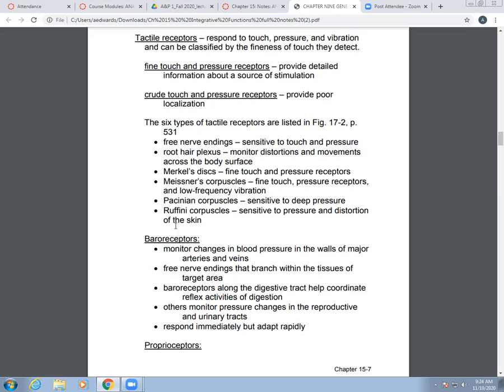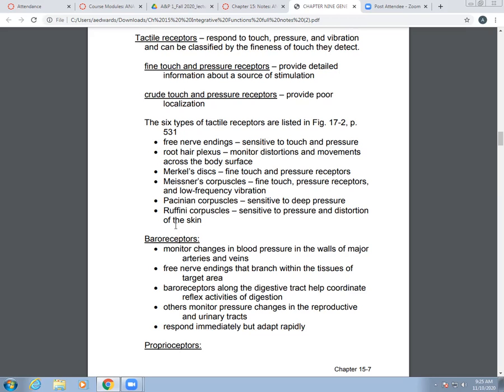The Merkel's discs are fine touch and pressure receptors. Meissner's corpuscles, you may remember those. Those are also fine touch and pressure receptors. They can also detect low frequency vibrations. Pacinian corpuscles, you may remember those. They're sensitive to deep pressure, right? So P and Pacinian for pressure. And the Ruffini corpuscles are sensitive to pressure and distortion in your skin.